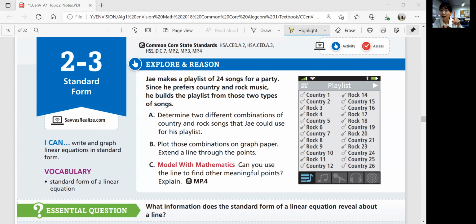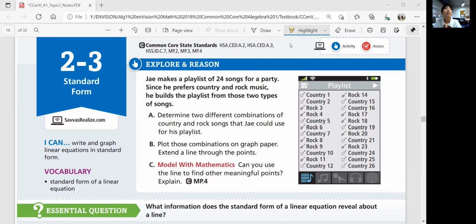The x-intercept, remember, is where the graph intercepts the x-axis. So that's when y is equal to 0. The y-intercept is when the graph intercepts the y-axis. And that's when x is equal to 0. Okay? So let's look at explore and reason.